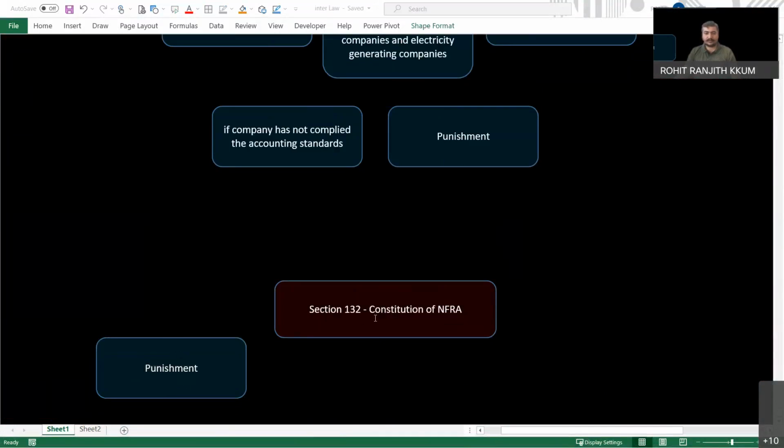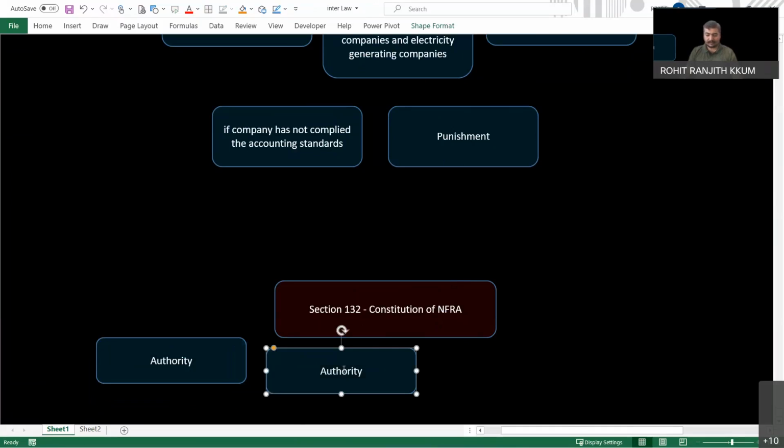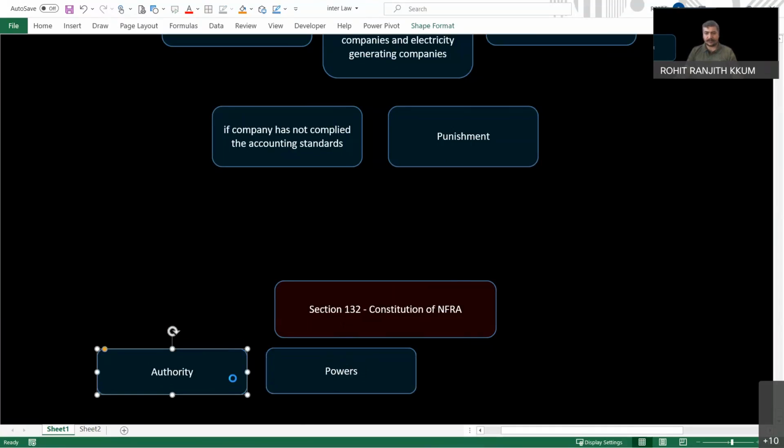Right now, guys, the first one is the authority. Second, to write down powers of NFRA. After that, composition.